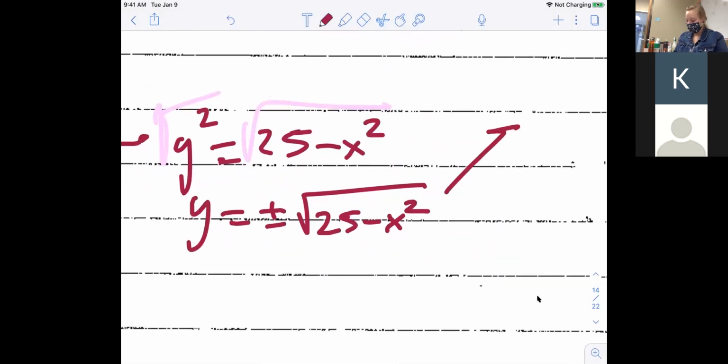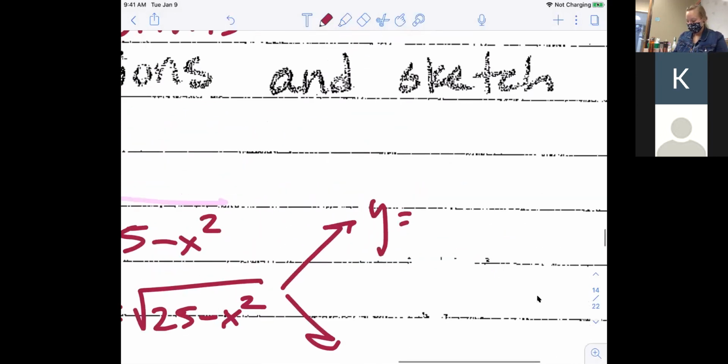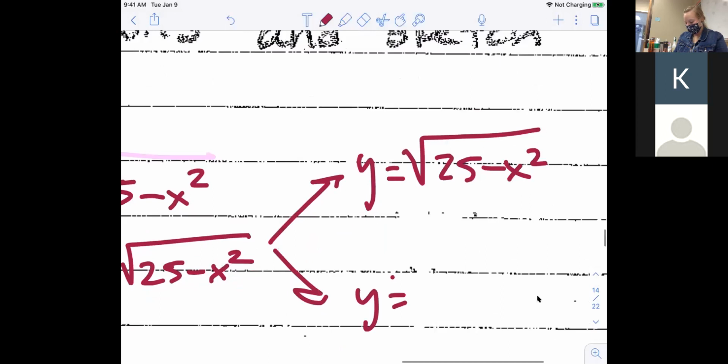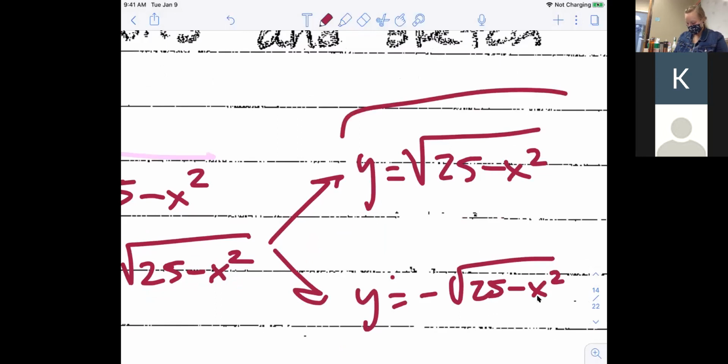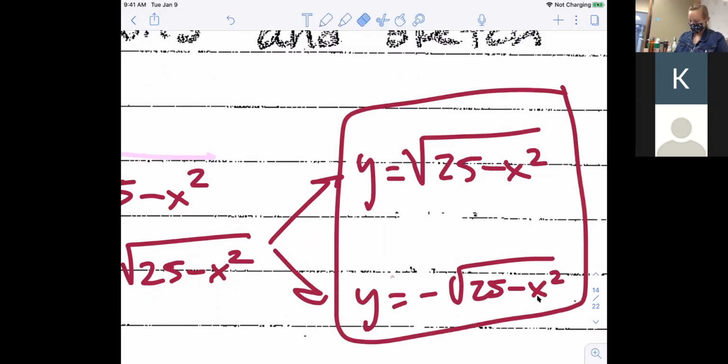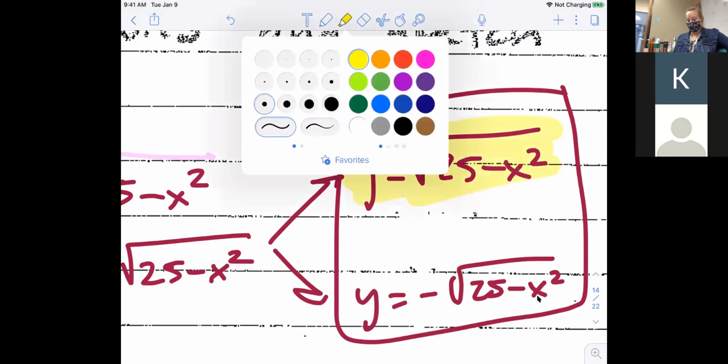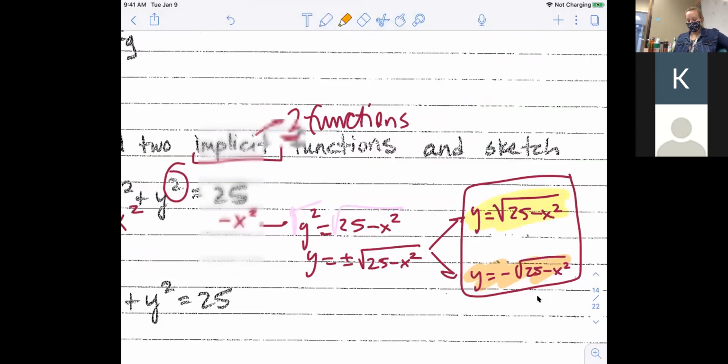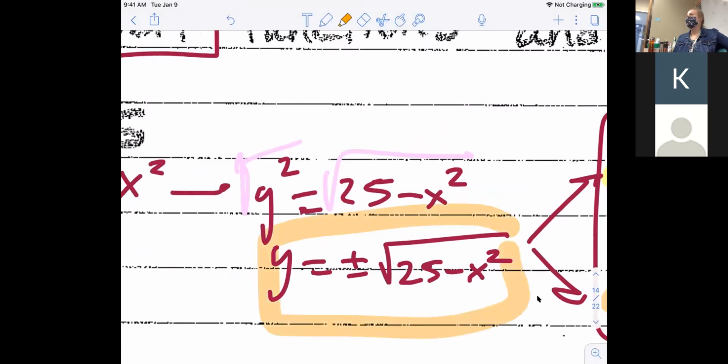Okay, the implicit function follows. I just split it into two functions. One of them is y equals positive radical 25 minus x squared. And then the other one is y equals negative radical 25 minus x squared. Those are our implicit functions. Individually, they are a function. This is a function by itself because it passes a vertical line test. And this one's a function by itself because it passes a vertical line test. When I write them together like this, it is not a function because I have a plus and I have a minus, which is causing me a problem.